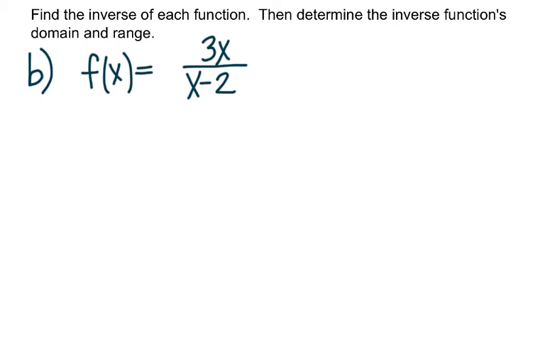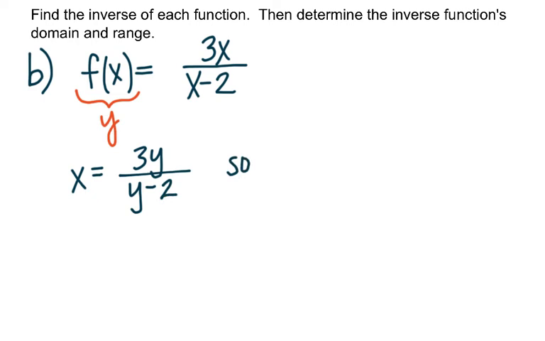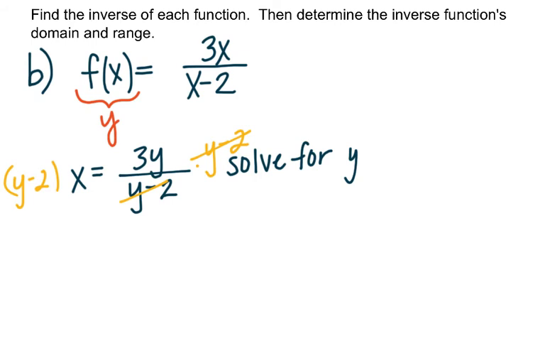Part B, our new function is f of x equals 3x divided by x minus 2. So our first step is to interchange x and y. F of x is just another way of writing y. So if we interchange x and y, then we'll have x is equal to 3y divided by y minus 2. So we've interchanged our x and y, and now we need to solve for y. So this really just becomes an algebra problem. We would want to start by multiplying both sides by y minus 2. That way we can get rid of this division on the right-hand side.